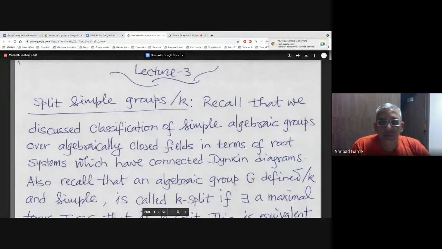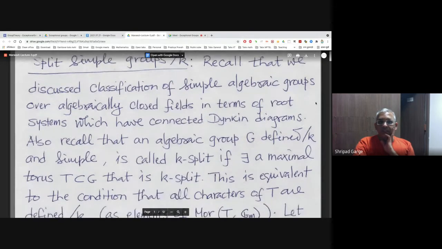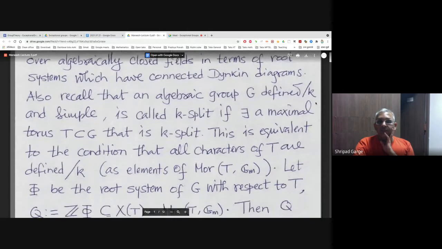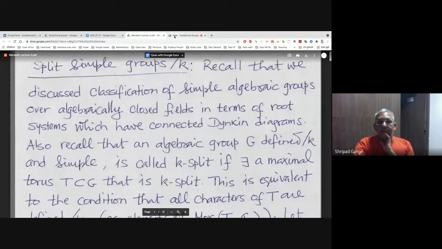So okay. What you did was split simple groups of type G2. You actually discussed the groups of type G2. Recall that we discussed classification of simple algebraic groups over algebraically closed fields in terms of root systems which have connected Dynkin diagrams. So these are simple algebraic groups.